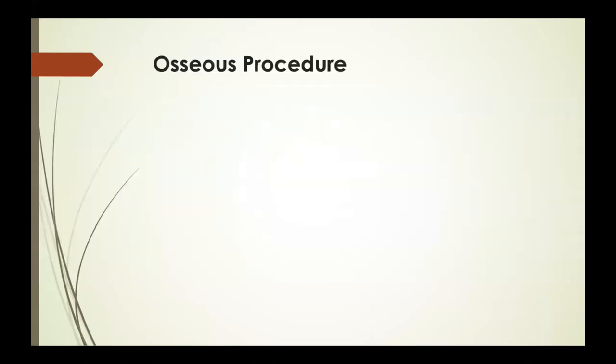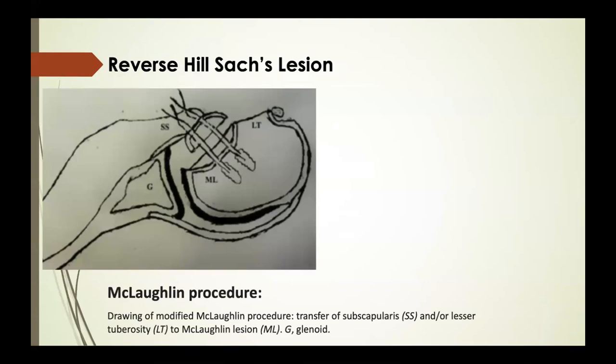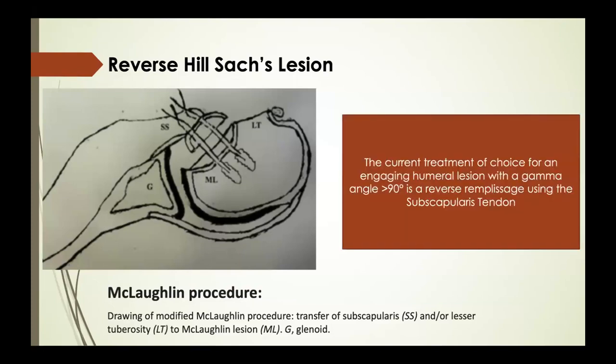Coming to the osseous, the bony procedures, for a large reverse Hill-Sachs, the McLaughlin procedure was performed. In this procedure, the subscapularis tendon is transferred from the lesser tuberosity to the bony defect. This procedure was then modified, where the subscapularis muscle along with the lesser tuberosity is inserted into the defect. This modification has become more popular and it prevents further shoulder instability.